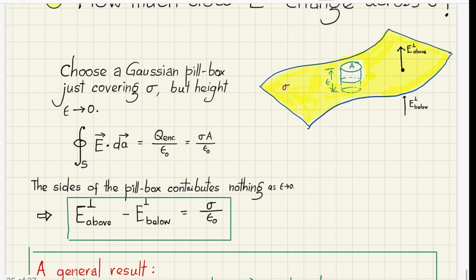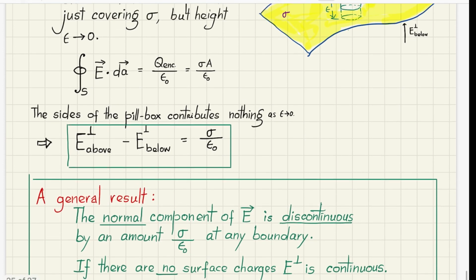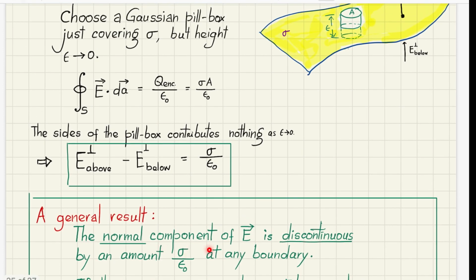So this is a very general result. Let me state it. The normal component of E is discontinuous by an amount sigma by epsilon naught at any boundary. I'm saying any boundary because if sigma is 0, then of course E perpendicular is continuous. It's very useful in solving problems or visualizing, because most of the problems actually lie at the boundary.